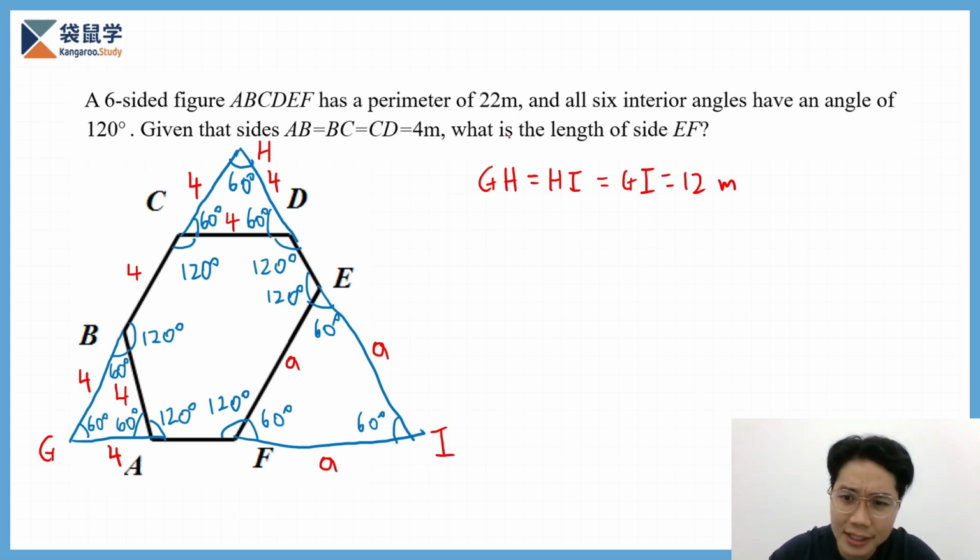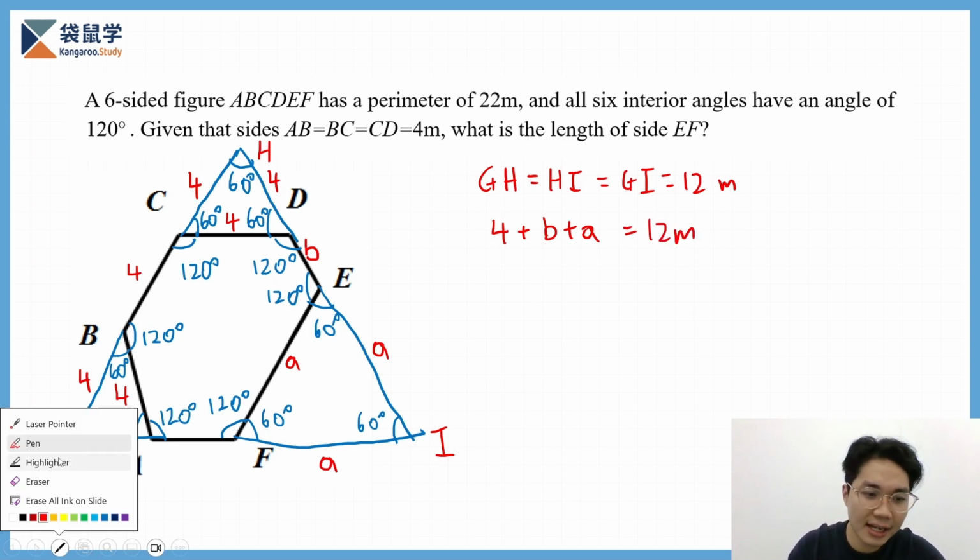Looks like we really need to use a letter, right? Because here we have the total side length of HI is 12, but we don't know what DE is. So we need to use a letter to represent it again, right? So DE I can represent as B, right? And then we know HI is 12 meters, then I have 4 plus B plus 8 gives us 12 meters, right?